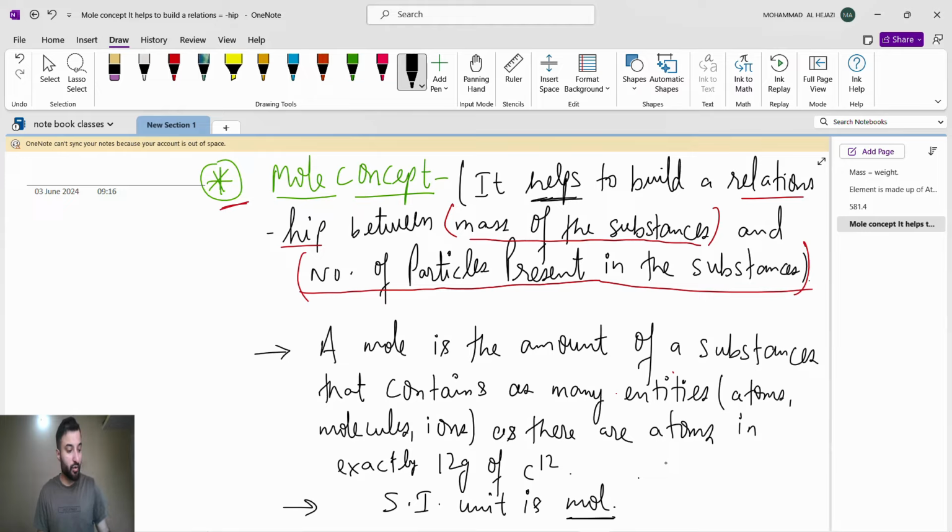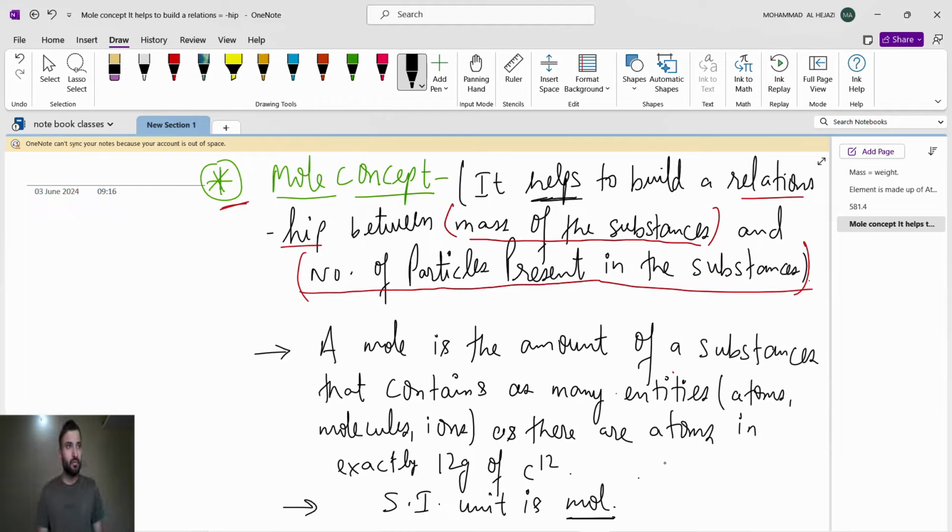Now guys, we are going to study the next topic, that is relationship between mole and mass of substance. Means if I will tell you 1 mole, so how much mass of the substance? If I will tell you 1 mole of oxygen, so in 1 mole of oxygen, how much mass of oxygen is there? Okay, that we are going to study about the relationship between the mole and mass of the substance.